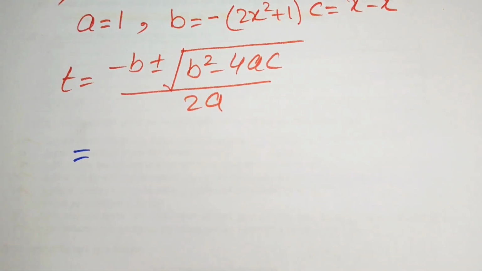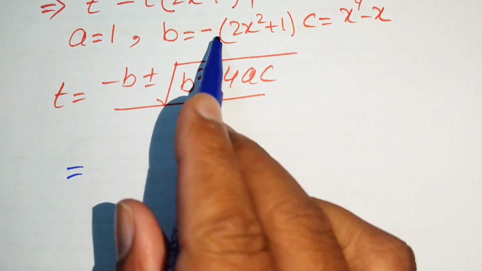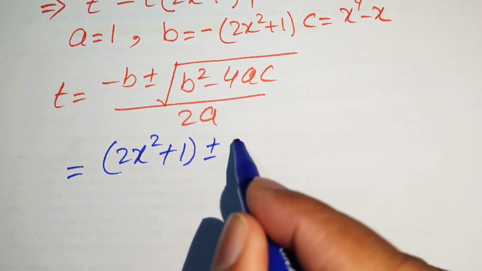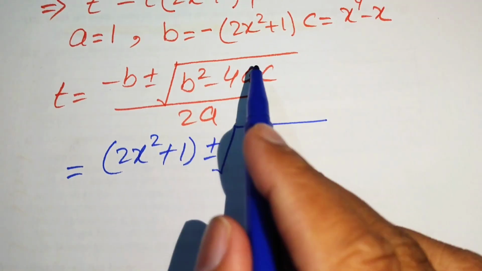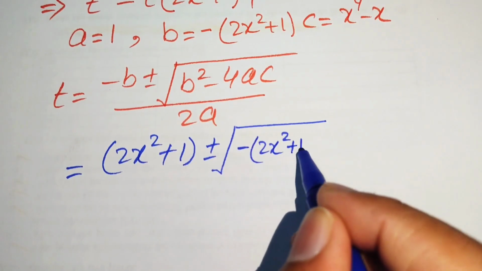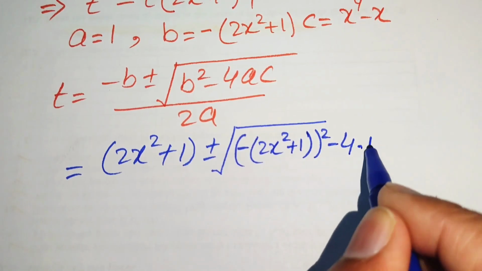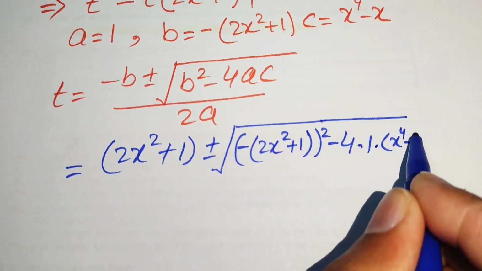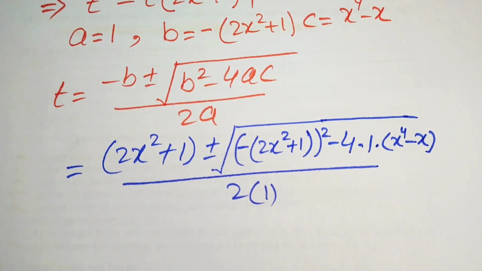First we substitute the value of b. The value of b is negative, so when you substitute it here, minus times minus becomes plus, and we get 2x square plus 1, plus or minus the square root of b square. Since b is minus (2x square plus 1), we write minus (2x square plus 1) whole square, minus 4 times ac. Here our a is 1 and c is x to the power 4 minus x. It is divided by 2 times a, and our a is equal to 1.